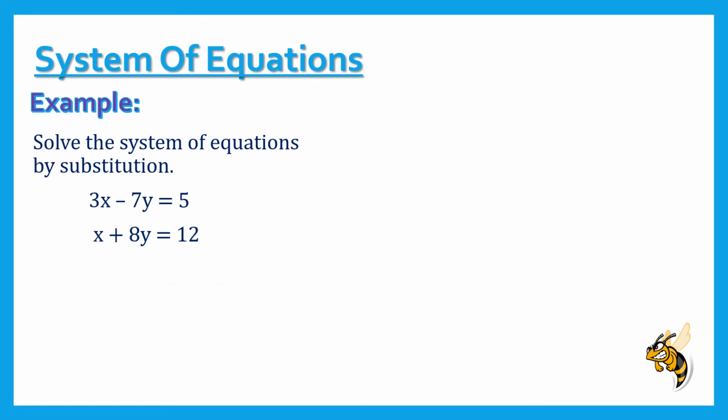Example: solve the system of equations by substitution. 3x minus 7y is equal to 5. x plus 8y is equal to 12. I want to isolate a variable, and I notice that in the second equation, the x is singular, so it's in my best interest to isolate the x in the second equation.